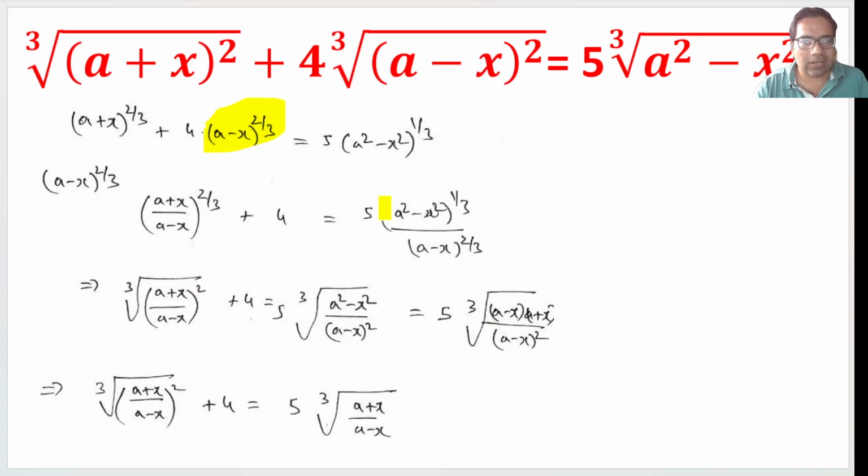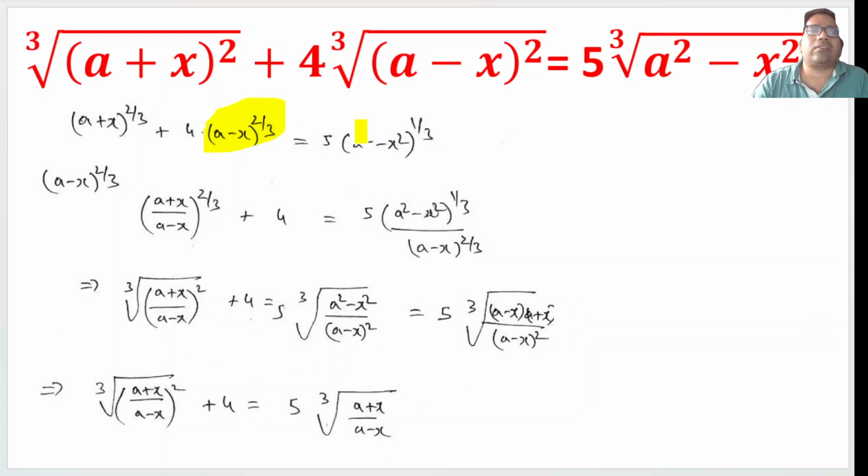Then this is still 4, and this one we can write as 5 times cube root of (a square minus x square by (a minus x) whole square). We just took the 1 by 3 outside. Now what is this a square minus x square? a minus x into a plus x. And here it is (a minus x) square, so one a minus x will get cancelled. Here we will be left with cube root of a plus x by a minus x. This one is still the same and this 4 is 4.